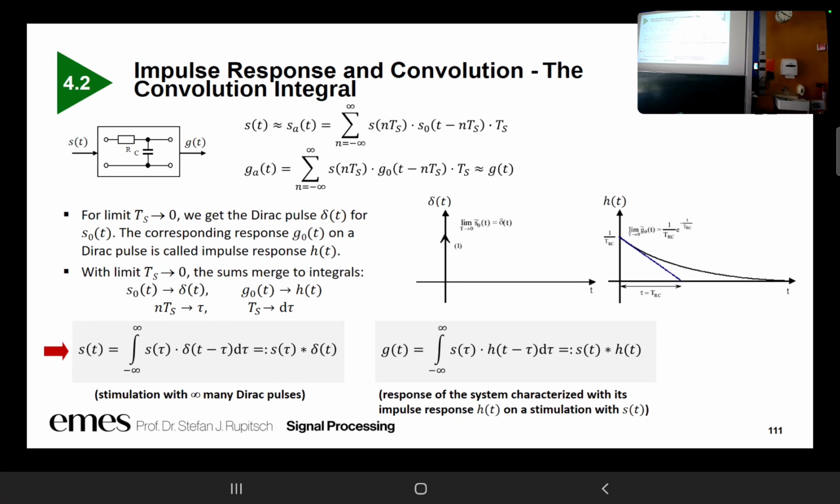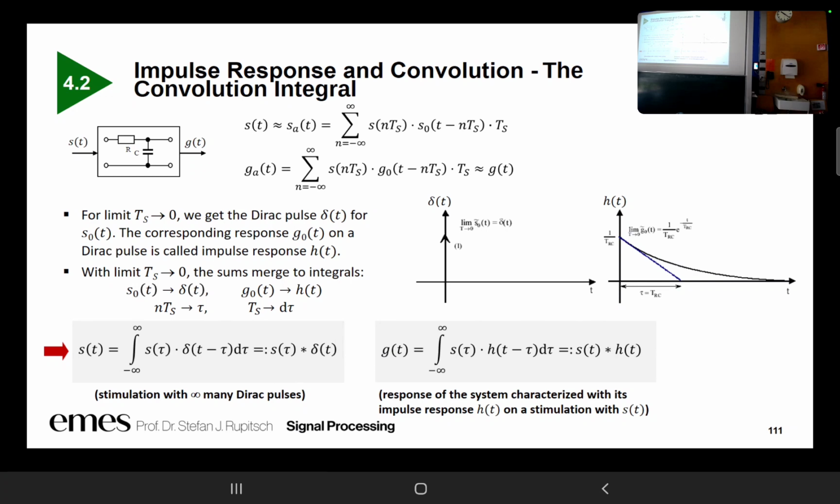I was asked two weeks ago by one guy to discuss the graphical interpretation of the convolution, and this will be the topic today, the next 10 to 15 minutes. We will discuss the procedure to evaluate the convolution integral, the convolution sum. Here it is a sum. In the continuous world, it would be an integral, and this is shown here. We have the convolution integral. How can we calculate this in a graphical manner? We will discuss this in the next 10 to 15 minutes.